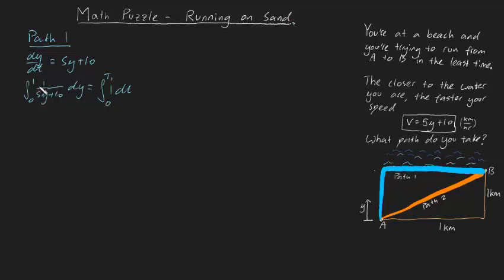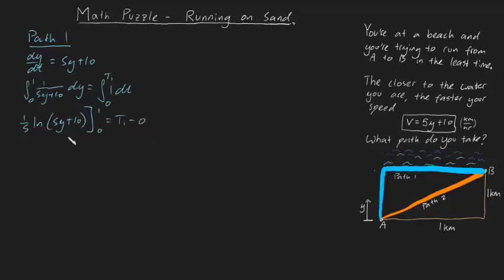Now, integrating this will involve the natural logarithm. So we know this will boil down into 1/5 times the natural log of 5y plus 10. And don't forget those limits. We're integrating from 0 to 1. And then on the right-hand side, we'll just get t1 minus 0.